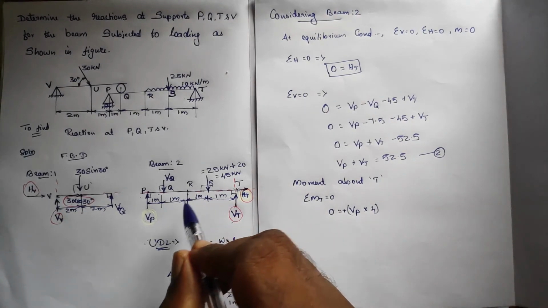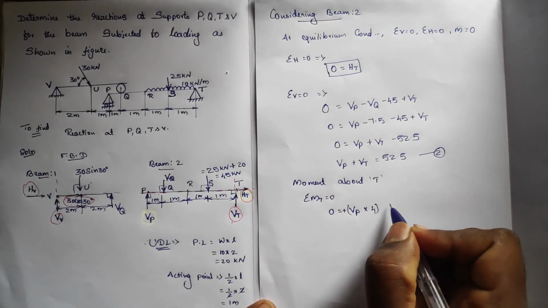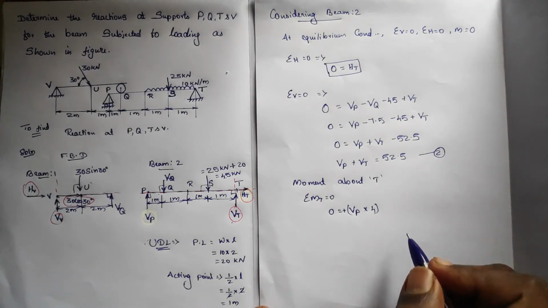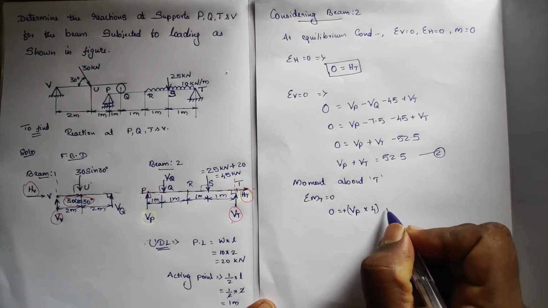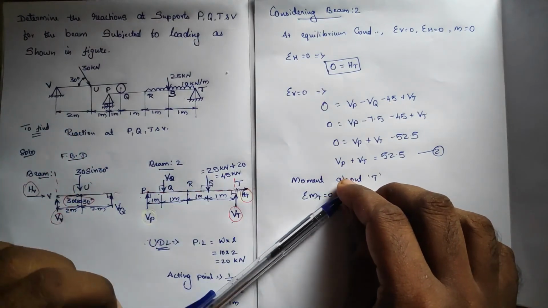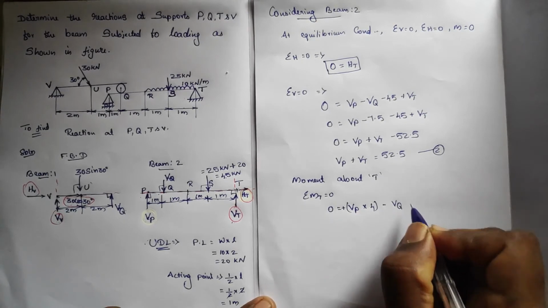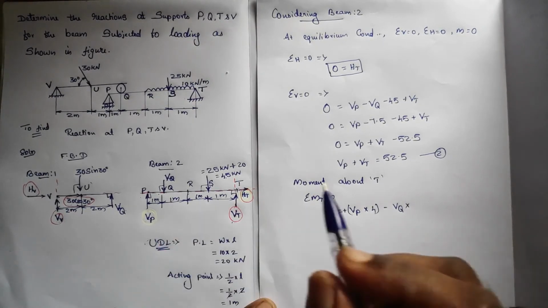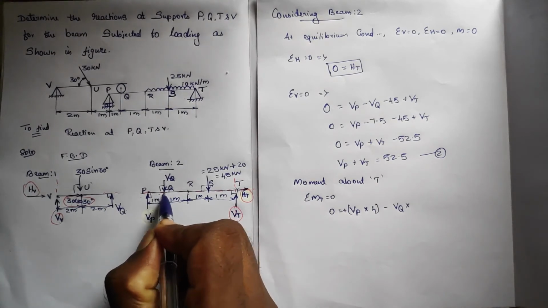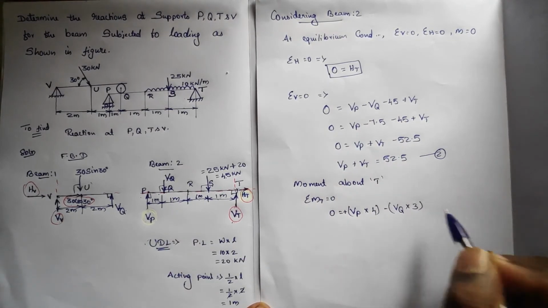When you come to VQ, there the force is directed downwards. Okay, it is directed downwards, so I shall say it is rotating in the anti-clockwise direction. So minus VQ into its perpendicular distance. Its perpendicular distance, from this Q to this T, is 1 2 3. So this is the perpendicular distance.